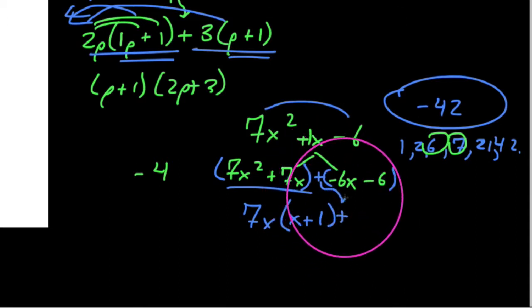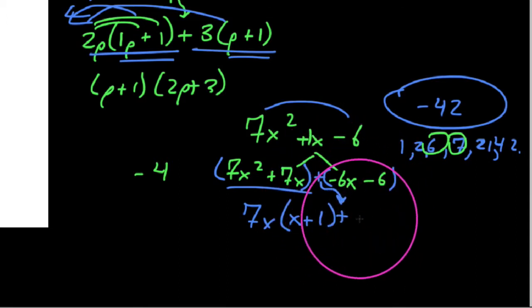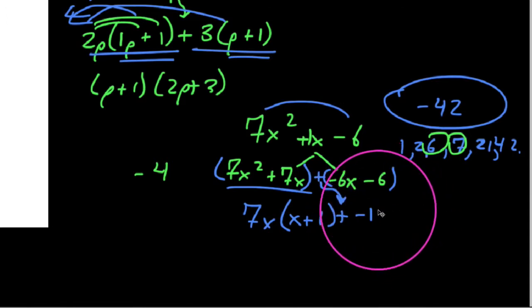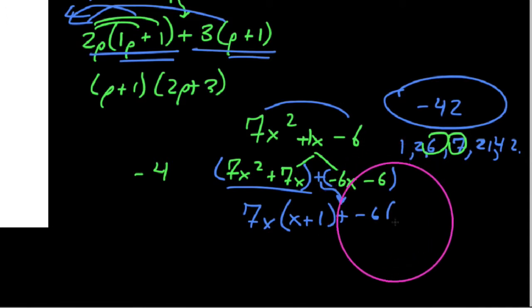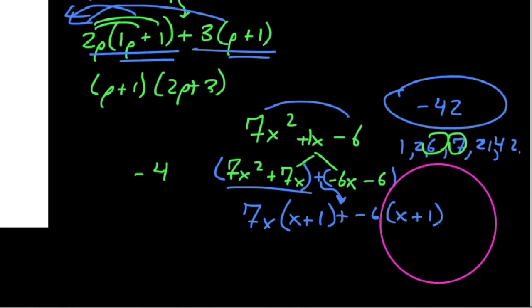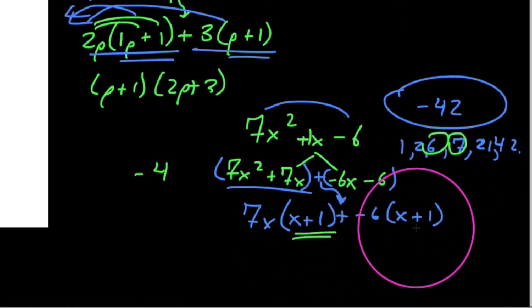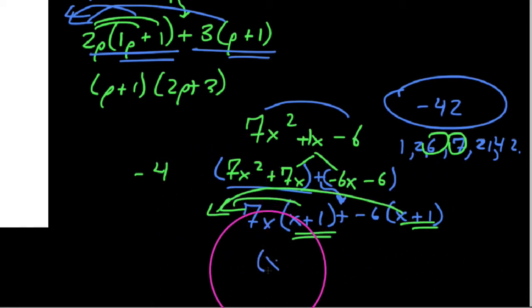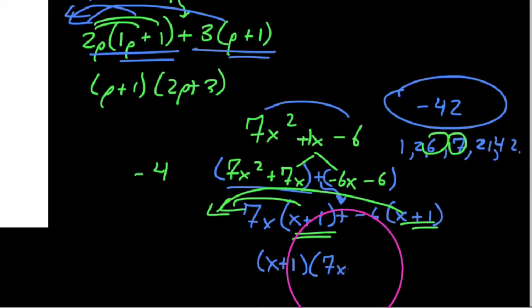Plus, just carry this plus down that I had to put in there. We say, let's take a negative 1 out of these second two terms here. Well, actually take out a negative 6. They both have a 6 in common. So this would become x plus 1, really. And I notice that now both of these terms have that in common, so we're going to take that out front. So we get left with x plus 1, 7x minus 6.